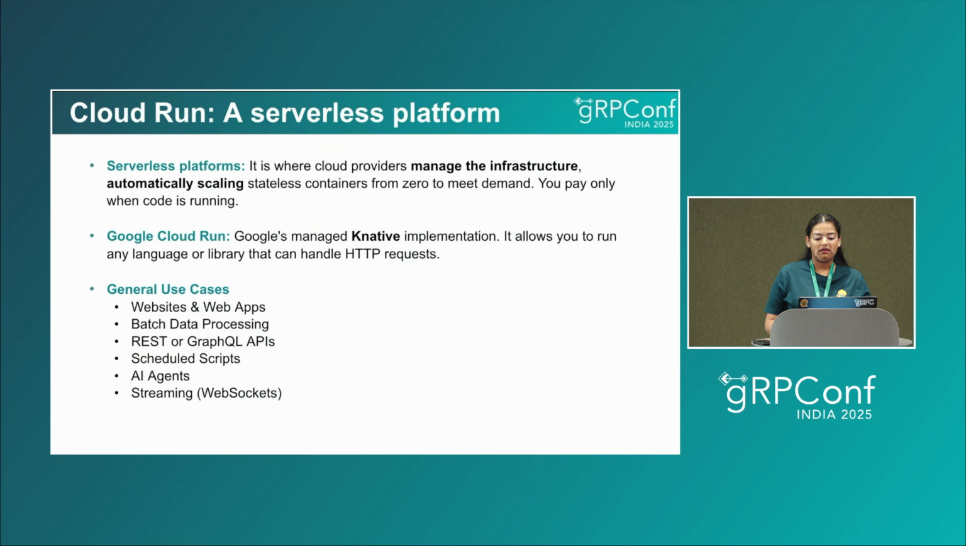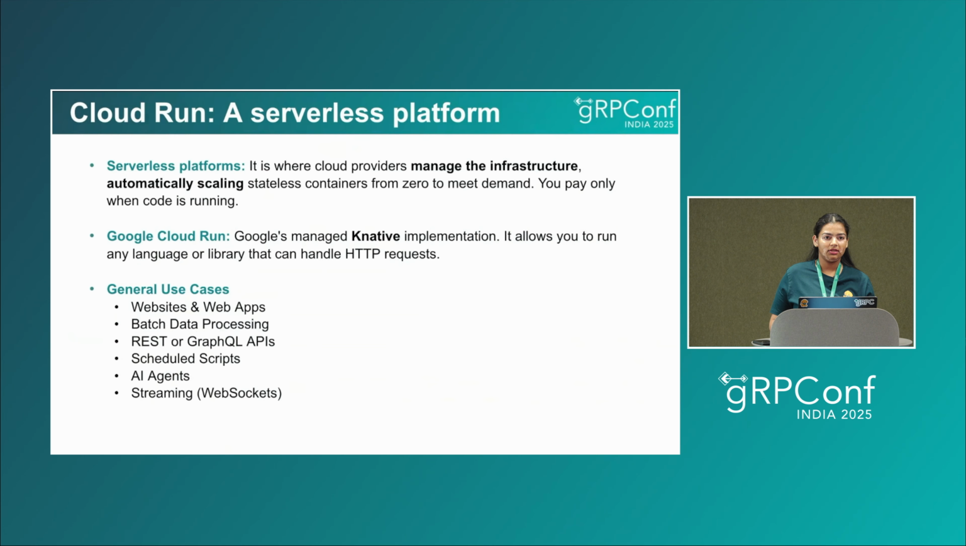Now let's look at a powerful example of this model from Google Cloud, that is Google Cloud Run. Cloud Run is Google's managed implementation of the open source technology called Knative. Cloud Run is built on containers. That's why it offers incredible flexibility. You can take virtually any container image that can listen and respond to HTTP requests, written in Go, Python, Java and even C++, and deploy it on Cloud Run.